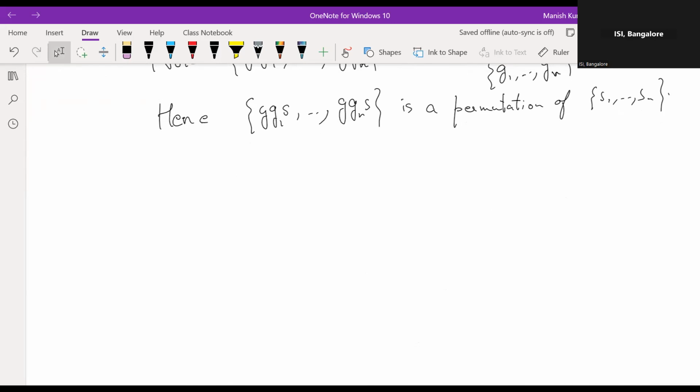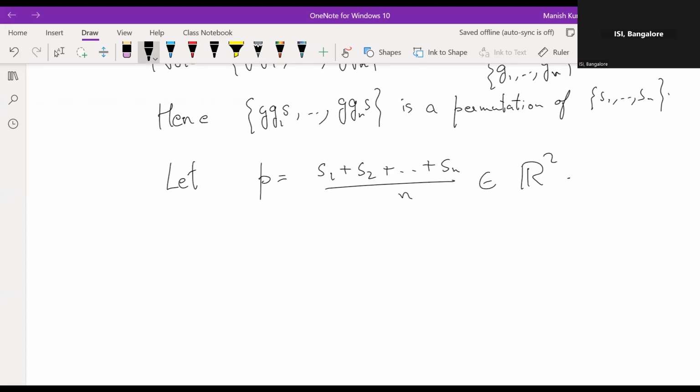So what you do is, let P be... These SIs are elements of R2. So you take P to be (S1 plus S2 plus ... plus Sn) over N, as an element of R2. Now the claim is that this point P is preserved by all the G action: G P is equal to P for all G in G.